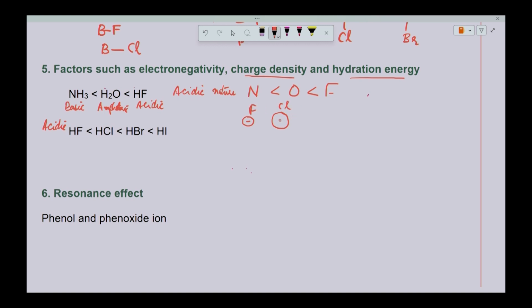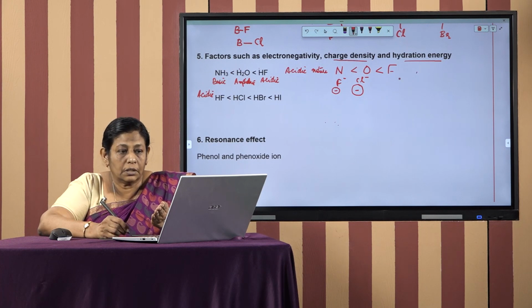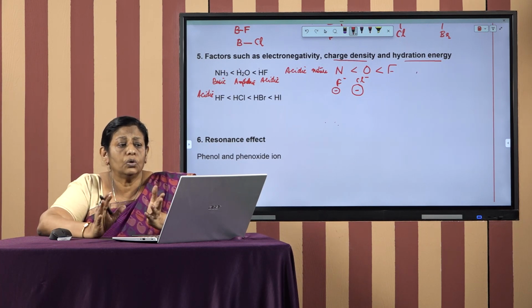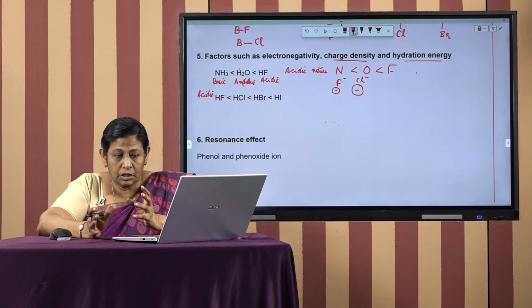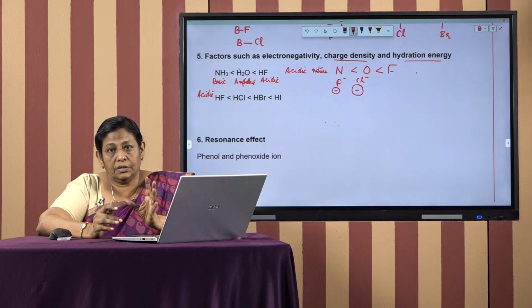Now what happens is, it also carries a unit negative charge, it becomes chloride ion. What will be the charge density around it? In such a big area, a unit negative charge, so charge density will be less. Again when we go to bromine, the charge density will be less, and in the case of iodine, the charge density will be the least.